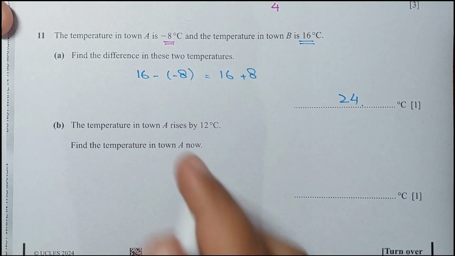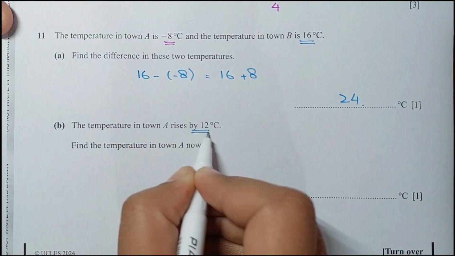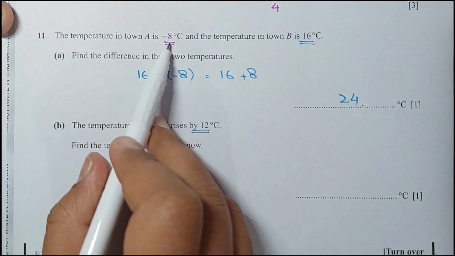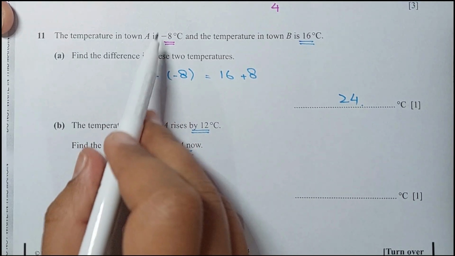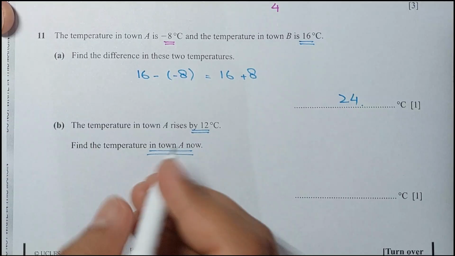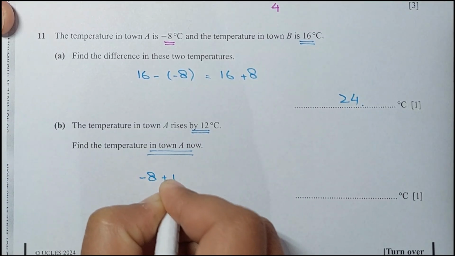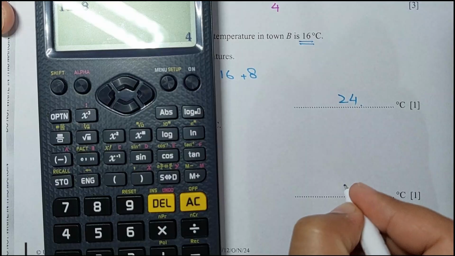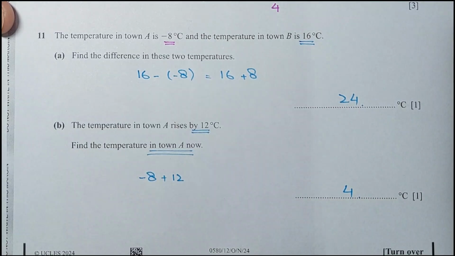Part B, the temperature in town A rises by 12 degrees. Find the temperature in town A now. Town A temperature is negative 8. It rises 12 degrees, right? In negative 8, add 12. This would be 12 take away 8 is 4 degrees Celsius, the temperature now.